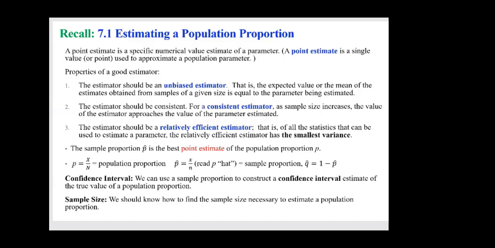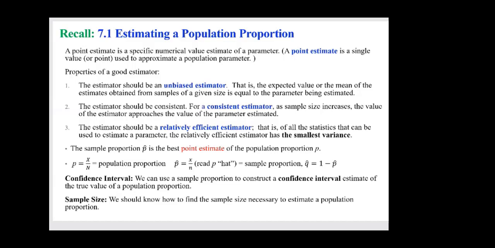Now, there are some properties that make a good estimator. Number one, it should be unbiased. That means the expected value or the mean of the estimates from samples of a given size is equal to the parameter being estimated. So when we take the mean of those P hats, it equals P. It should be consistent. That means as the sample size gets larger, the value of the estimator gets closer and closer to the population parameter. And it should be efficient. That means the variance of that should be fairly small.